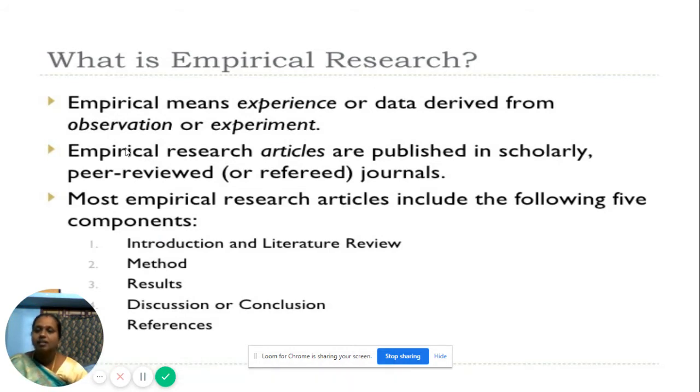This is the book you have to follow for research methodology. If your juniors have it, you can get it from them. Otherwise, you can make use of these notes.